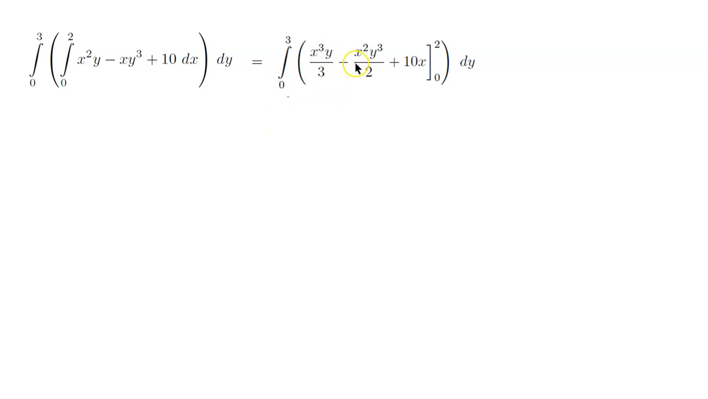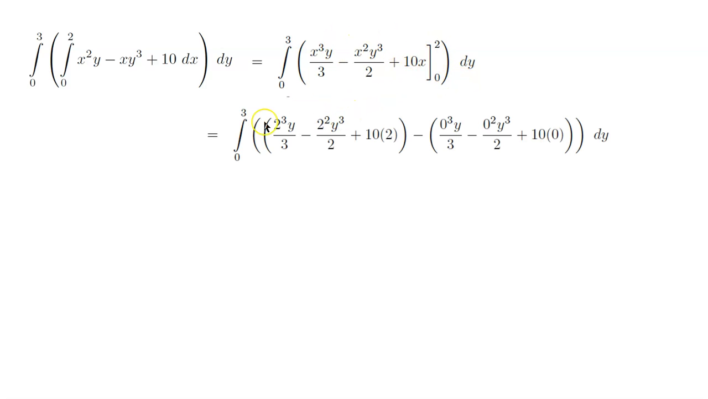So I get x cubed over 3 times y, x squared over 2 times y cubed plus 10x. Just like normal integration, I'm going to plug the 2 in and then plug the 0 in. So here's with the 2 in it, here's with the 0 in it. Yay, zeros are wonderful. They will go away.